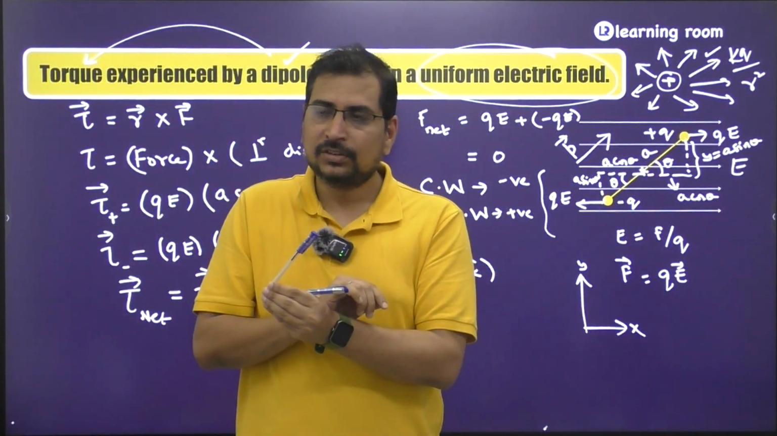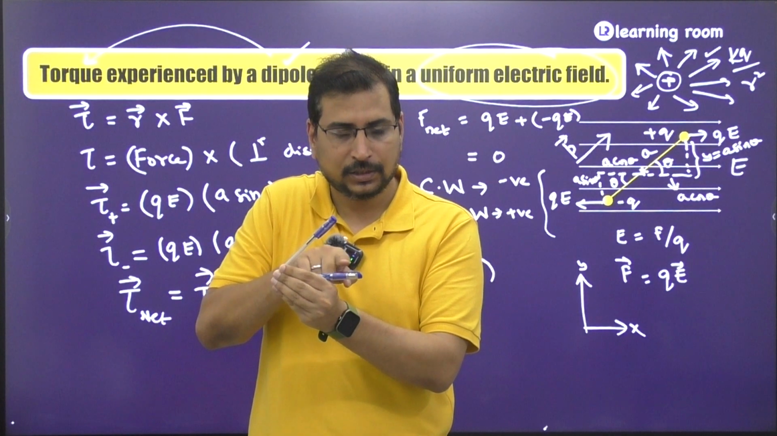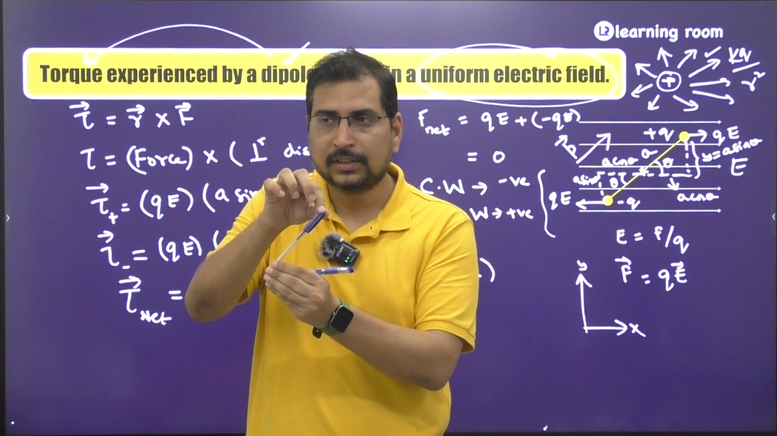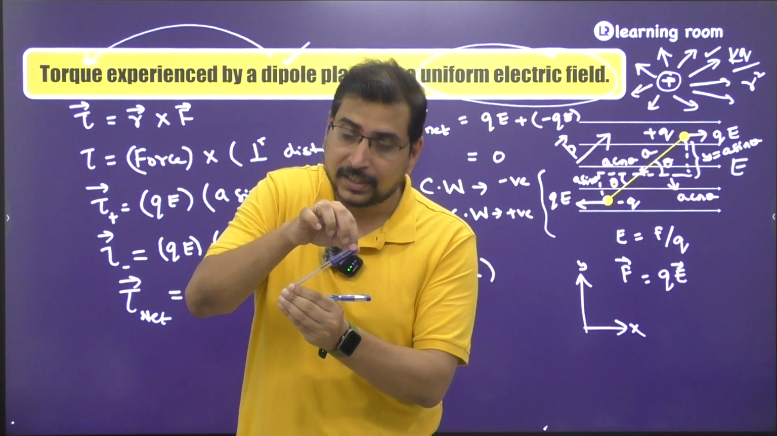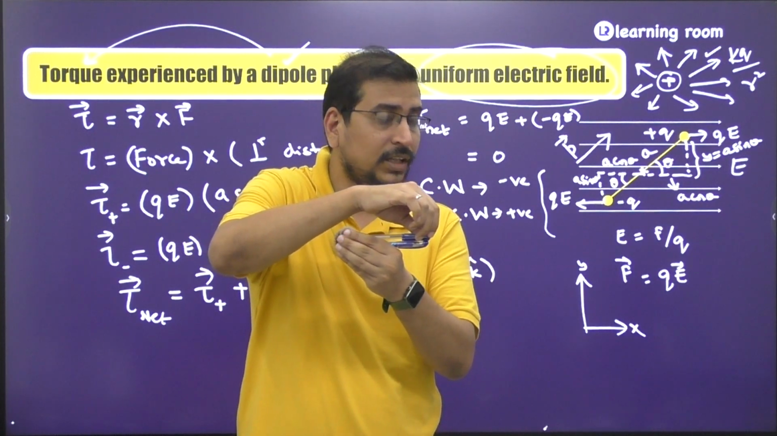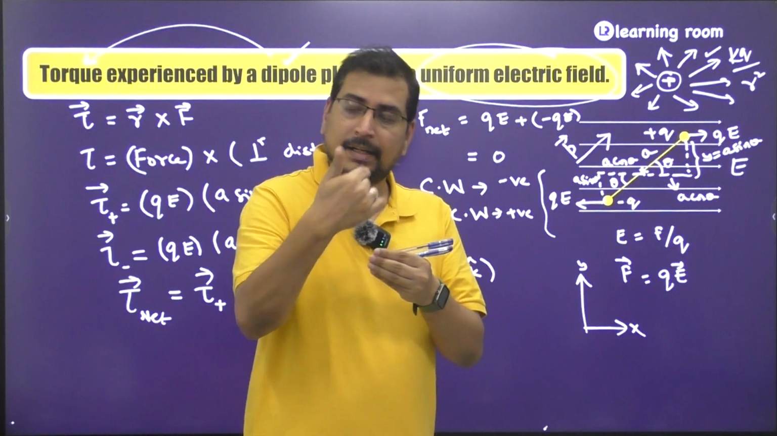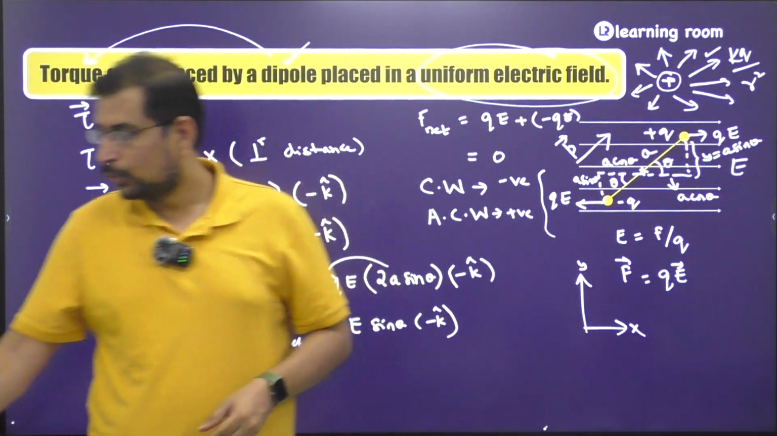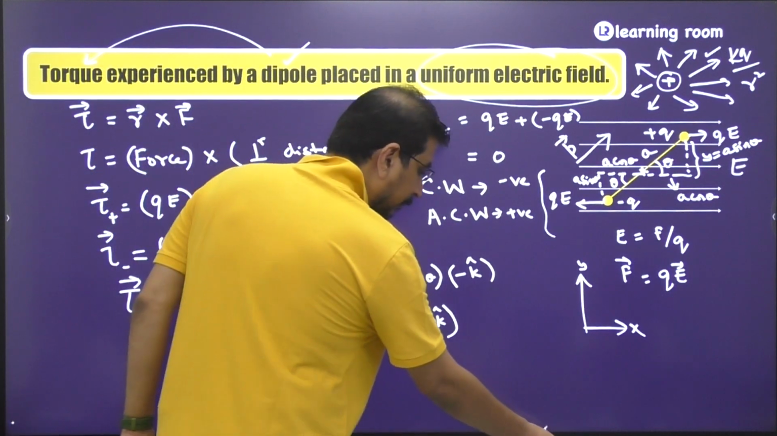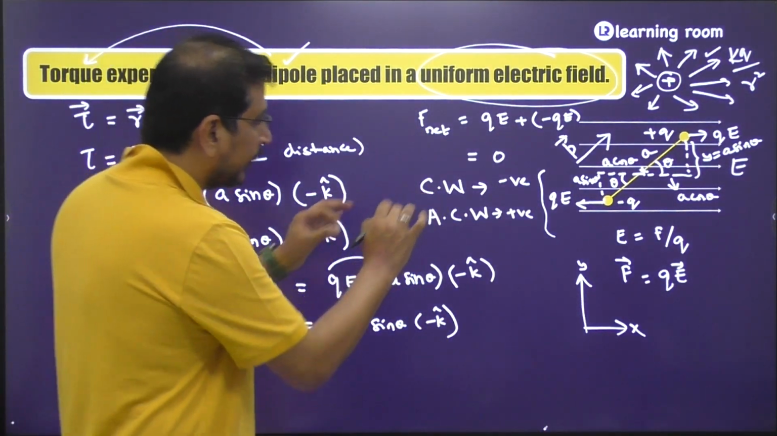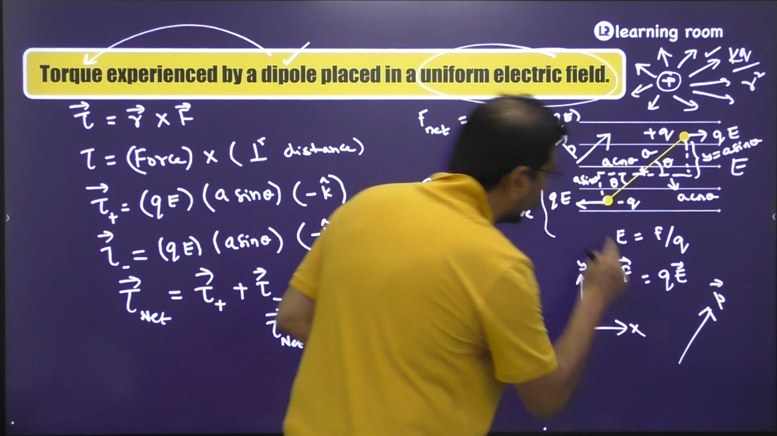Suppose I do B vector cross A vector, the second vector should be fixed. First vector should be rotated towards the second vector in the shortest direction possible. When you rotate it, it revolves in the clockwise direction. Hence, you get a negative k, right? So, having the same thing in mind, what we will do is, if I take P vector and E vector, this is P vector.